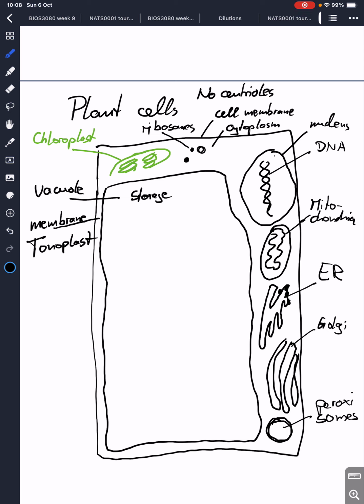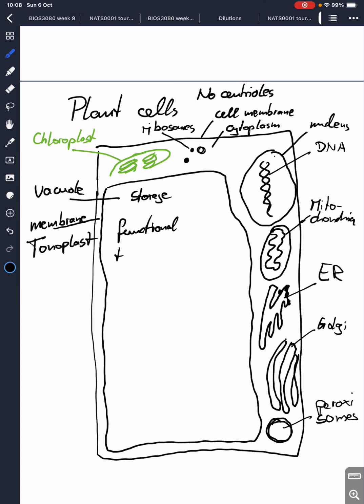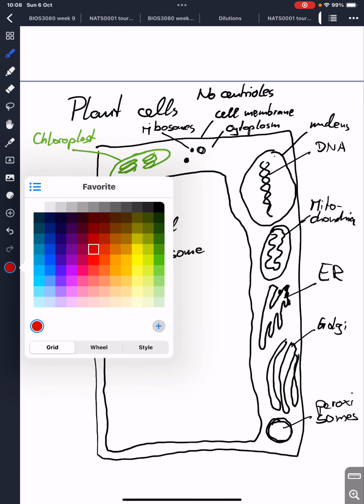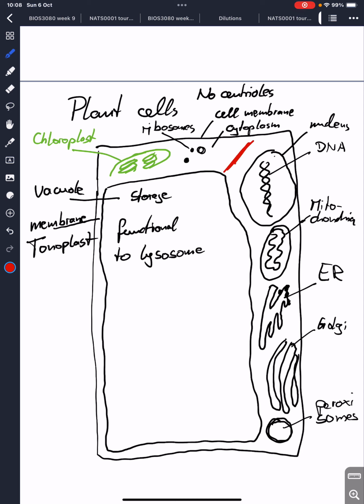It is the functional equivalent to lysosomes. So usually plants don't have lysosomes, but instead they have these huge vacuoles. And the vacuole will squeeze most of the other organelles to the wall. That's why I've drawn it like that. The plant cell can also have cytoskeleton, something like that. So that's the cytoskeleton.